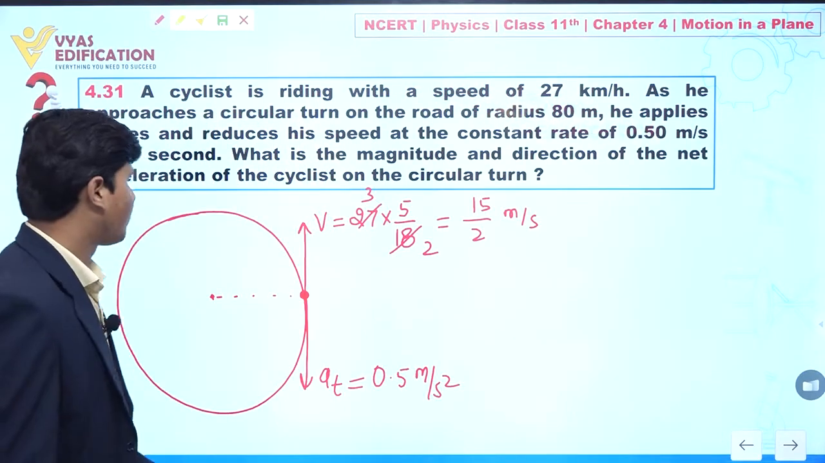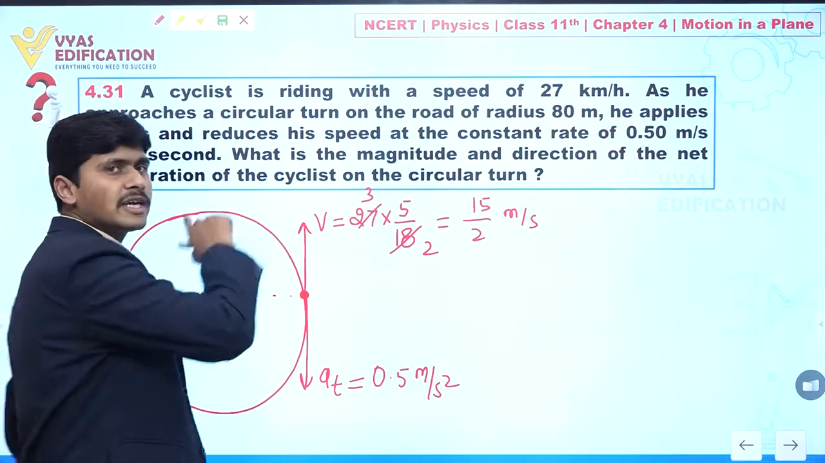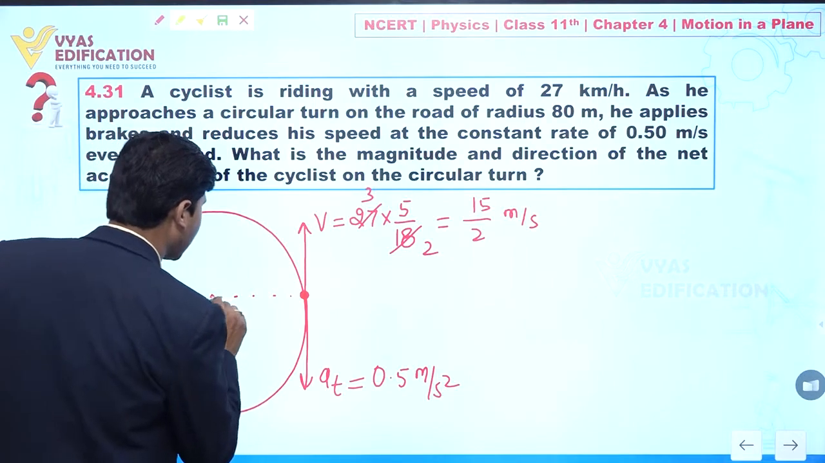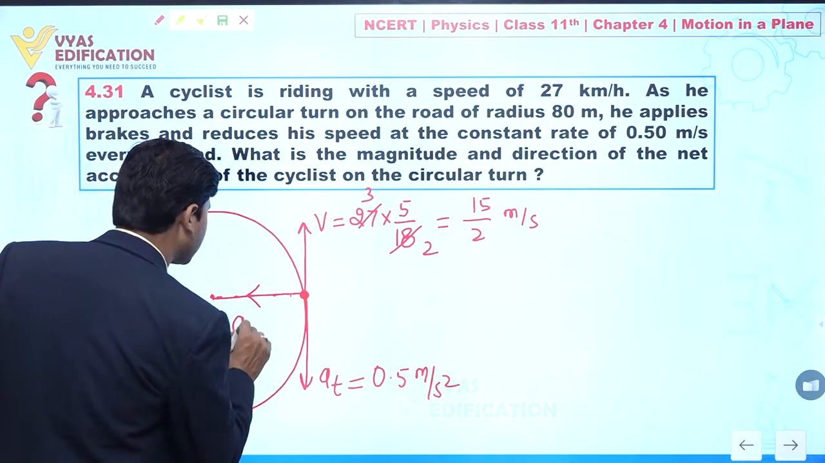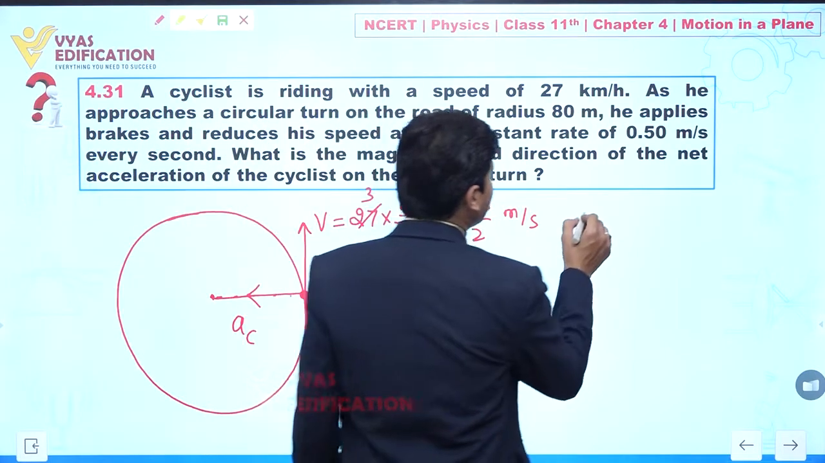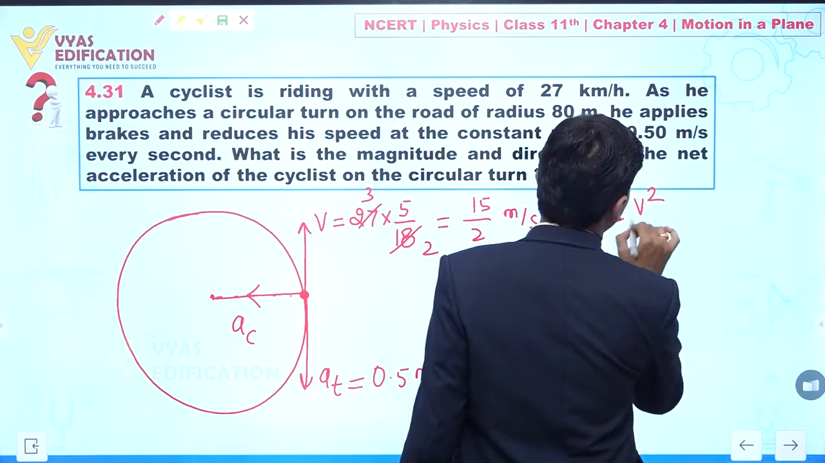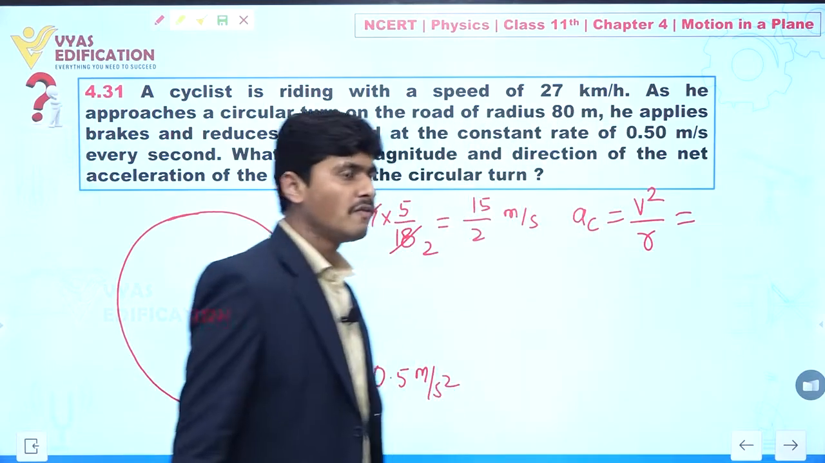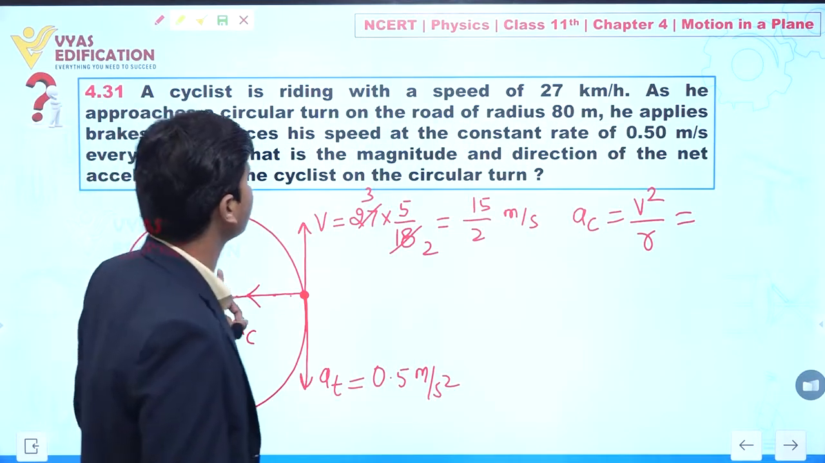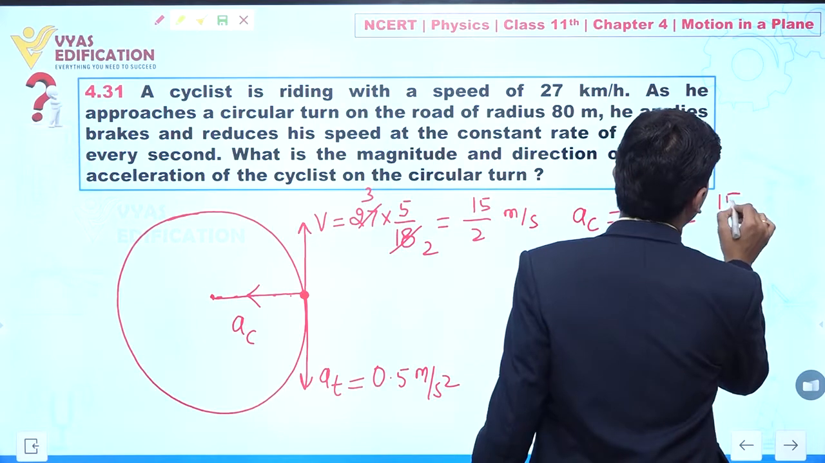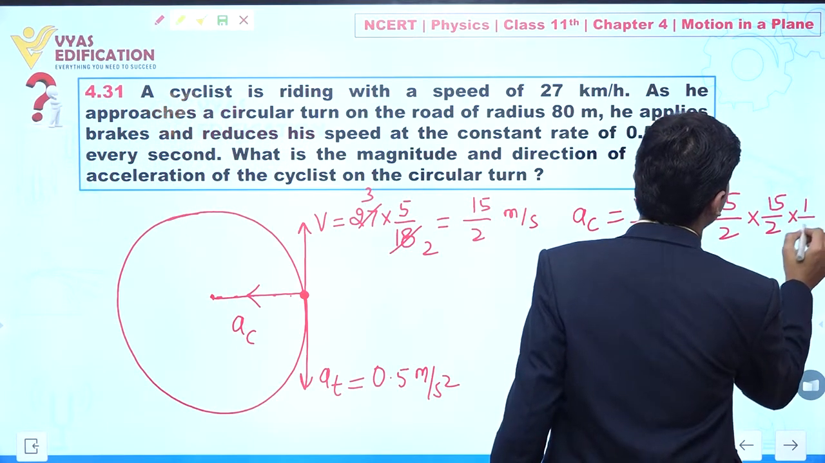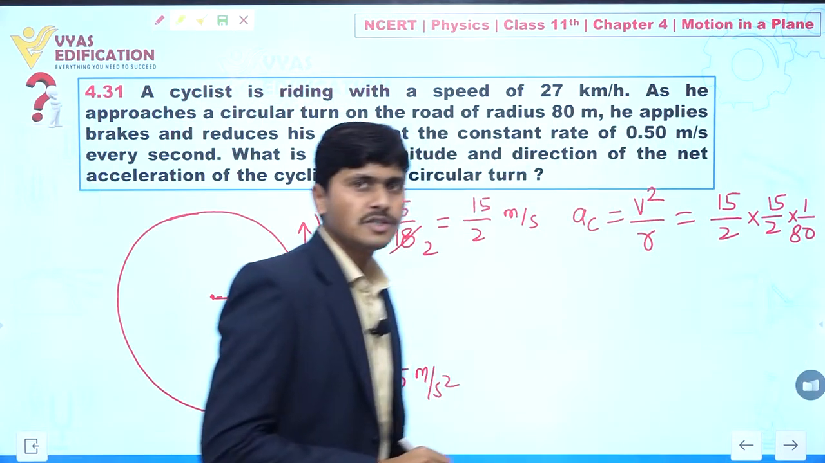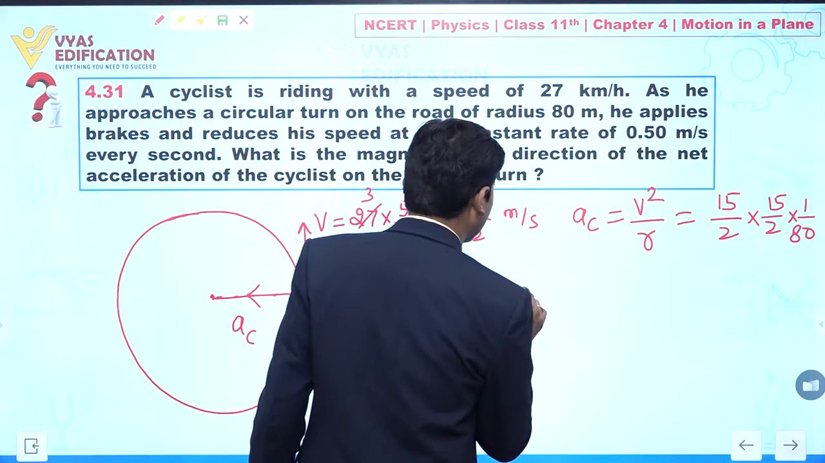Clear to you? Now we know when the cyclist is going in a circular path, a centripetal acceleration is acting in this direction along the radius towards the center, and this is AC. Clear? So the value of AC is equal to V square by R. The value of V is 15/2, so 15/2 multiplied by 15/2, multiplied by 1/80. Clear? So if we solve it, we can find the value of AC.